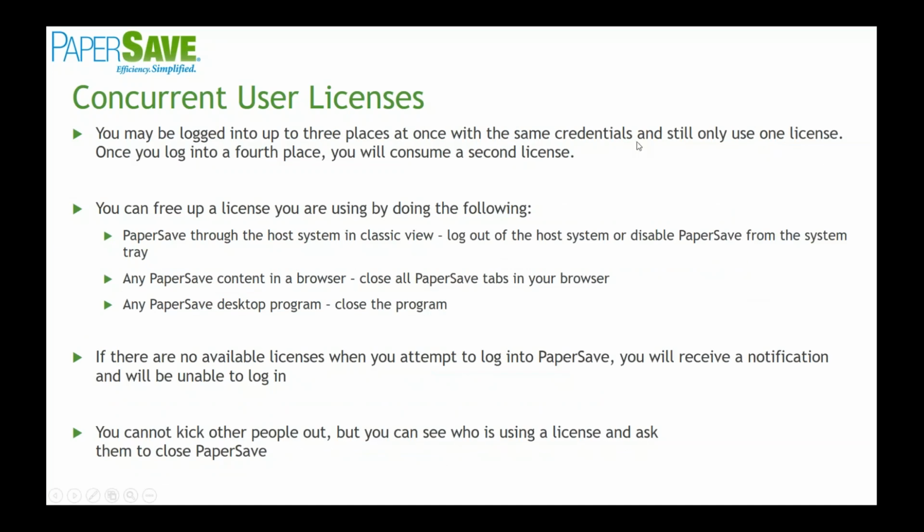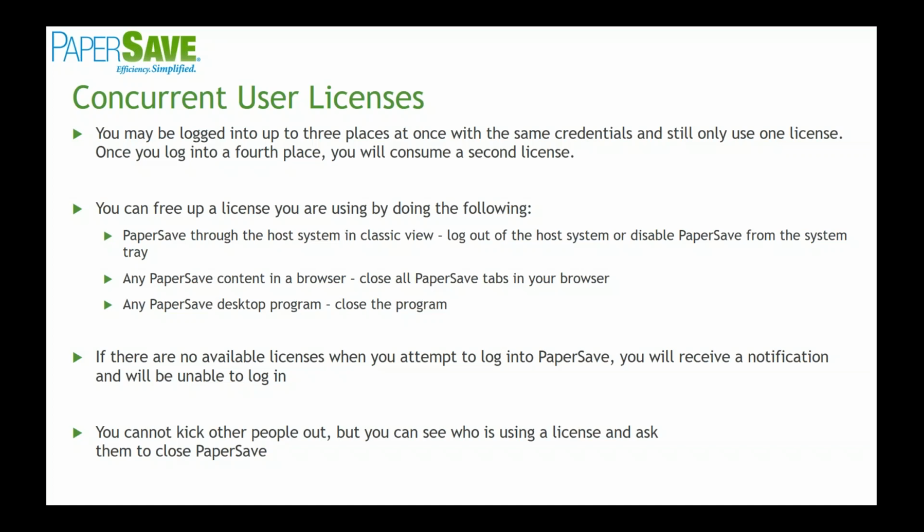Okay. You can be logged in up to 3 different areas with the same credential and only consume 1 license. So what that means is, let's say that I have PaperSave settings open. Let's say I'm in the full database view and I'm enabled. And let's say that I have a browser, I'm viewing a document in my browser. So I'm logged into 3 different areas, but I'm only consuming a single license. Now, if I log into a 4th area, so let's say that now I go ahead and I open PaperSave Scan, then I'm going to consume 2 licenses.